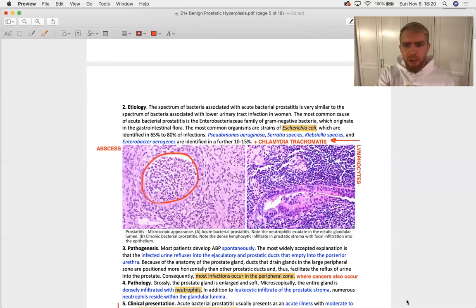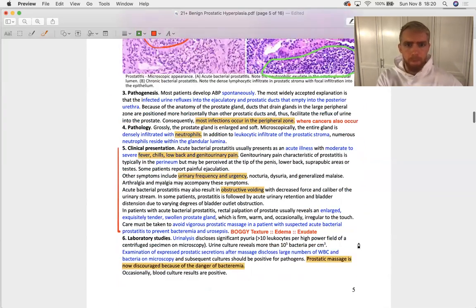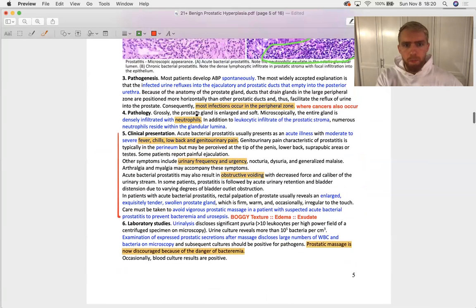And on the right side here, we've got chronic bacterial prostatitis, and you can tell there are a ton of lymphocytes in this right-hand image surrounding a pretty crowded prostate acinus, which is just the lumen of a gland. Most cases of prostatitis occur around the periphery of the prostate, which is where cancers of the prostate also occur.